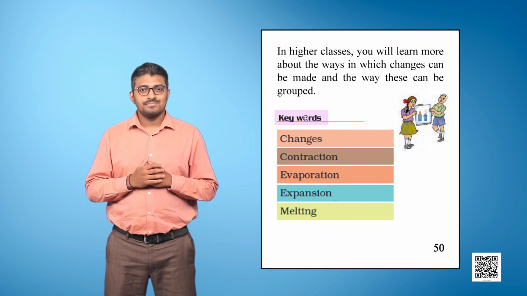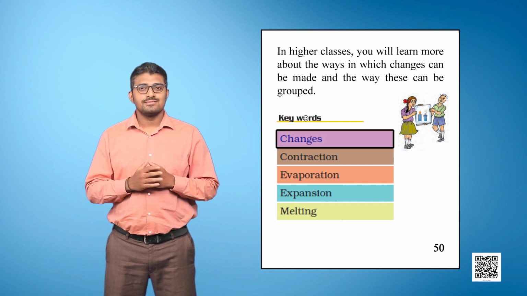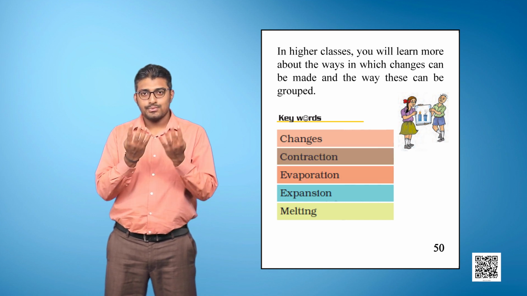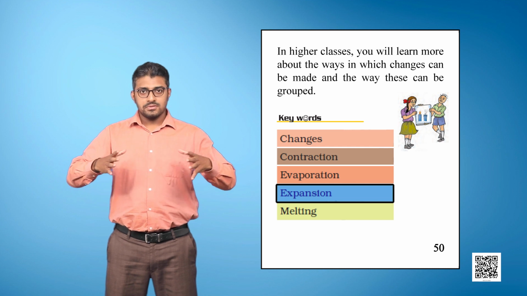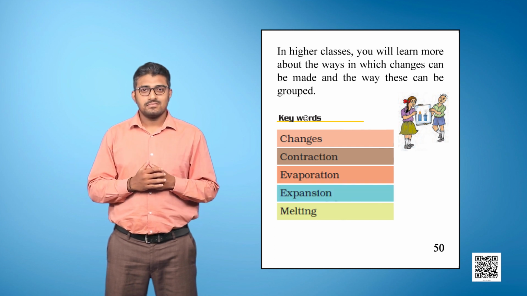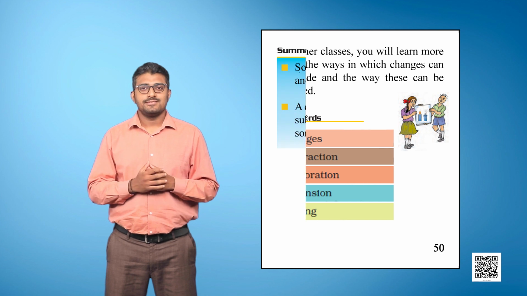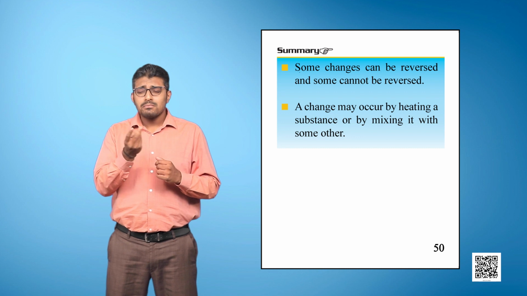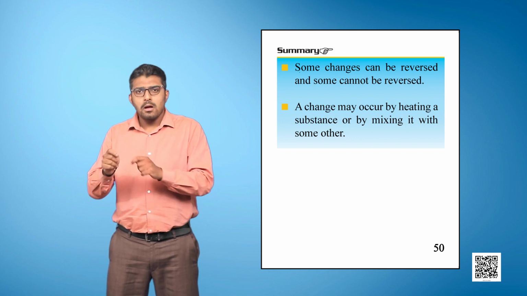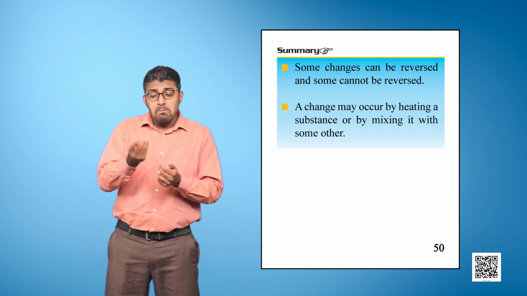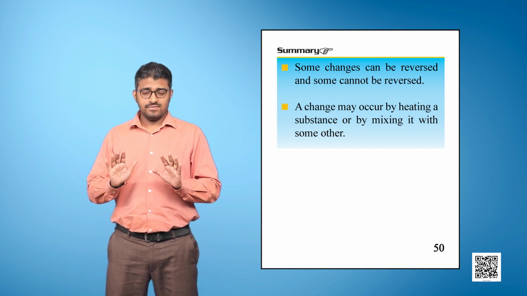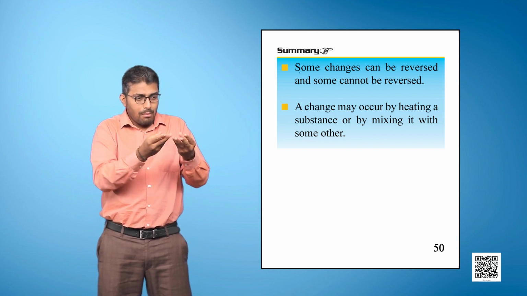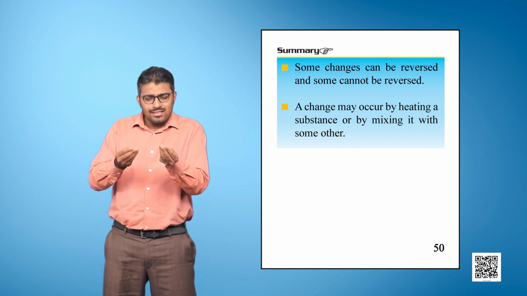Keywords: changes, contraction, evaporation, expansion, melting. Summary: some changes can be reversed and some cannot be reversed. A change may occur by heating a substance or by mixing it with some other.